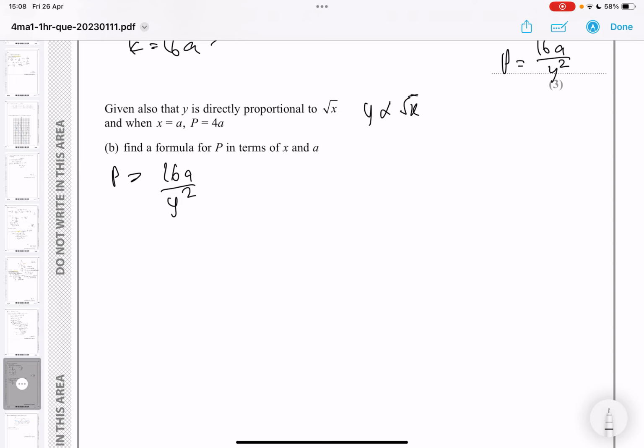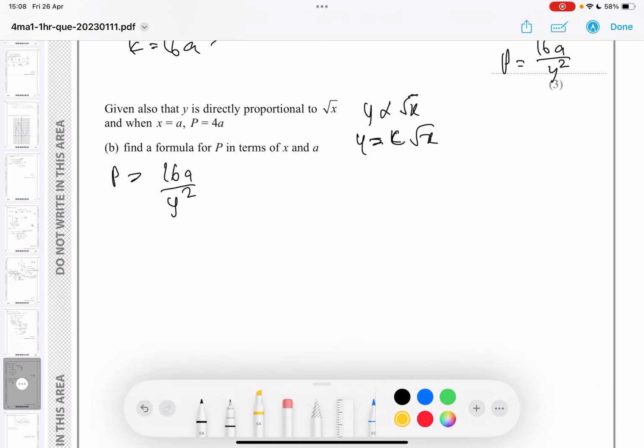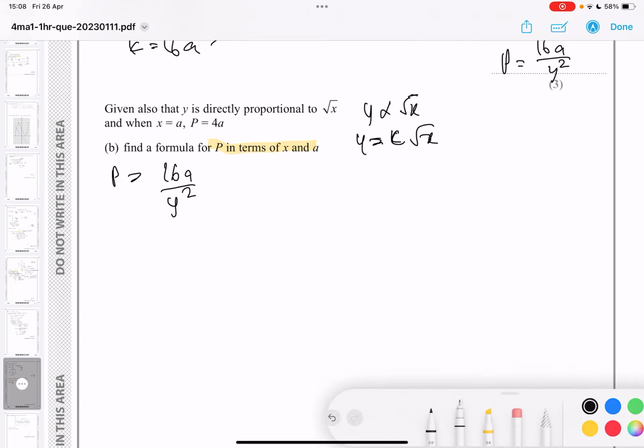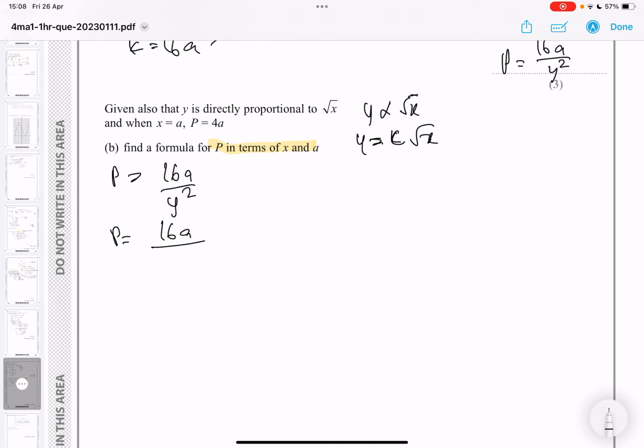So again, we can write an equation, y equals k. I'm going to use c actually because we used k in the last example. y equals c root x. So c is just a constant. Now, you have to read the question carefully. It says find a formula for p in terms of x and a. So they don't want y, so we need to substitute the y for something else. And we've worked out here that y is equal to c root x. So let's substitute that in: 16a divided by c root x squared.